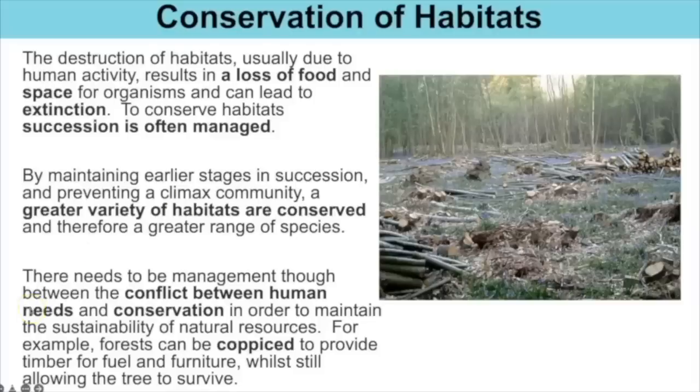There needs to be management though between the conflicts between human needs, such as needing the wood for timber, and conservation in order to maintain the sustainability of the resources. So a compromise could be that forests are coppiced to provide timber for fuel, while still allowing the trees to survive. Now this picture isn't actually showing coppicing, this is showing that all the trees have been cut down. Coppicing is when you cut down just part of the tree so they can still then grow.